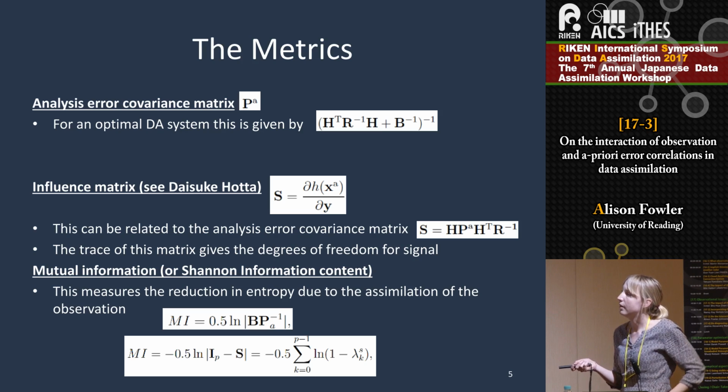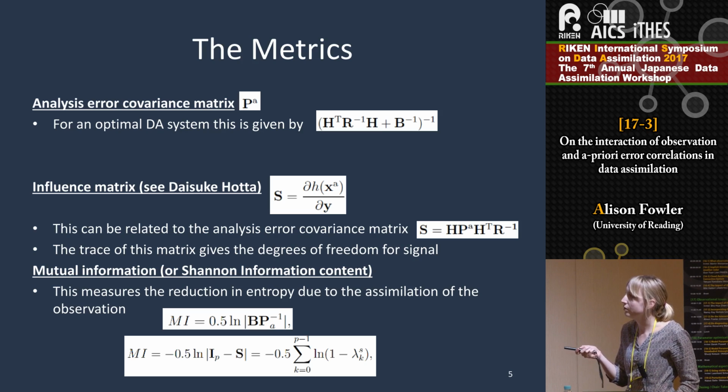Lastly, I'll be looking at mutual information, or Shannon information content, which measures the reduction in entropy due to the assimilation of the observations. This can be written both in terms of the analysis error covariance matrix and the influence matrix, and in both cases it's a determinant of these matrices. So it tells you about the analysis error correlations as well as the variances, and also the cross-sensitivities as well as the self-sensitivities. So it's a very different metric compared to degrees of freedom for signal.